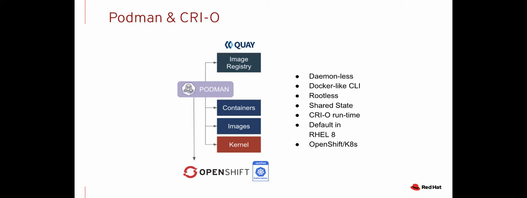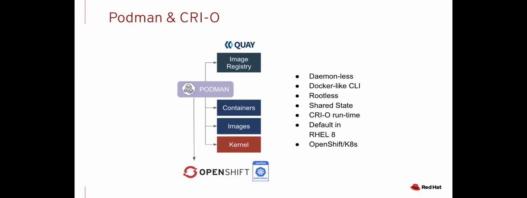Anyhow, Red Hat has developed the Podman CLI and the CRI-O runtime, which has many advantages. For one thing, it's daemonless, or has no daemon. It has a Docker-like CLI, plus some extensions. It's rootless, so you don't need to be root. It has a shared state with Buildah and Skopeo, some of the other tools, and it's designed to operate with OpenShift. So we've made it the default container runtime in RHEL 8.